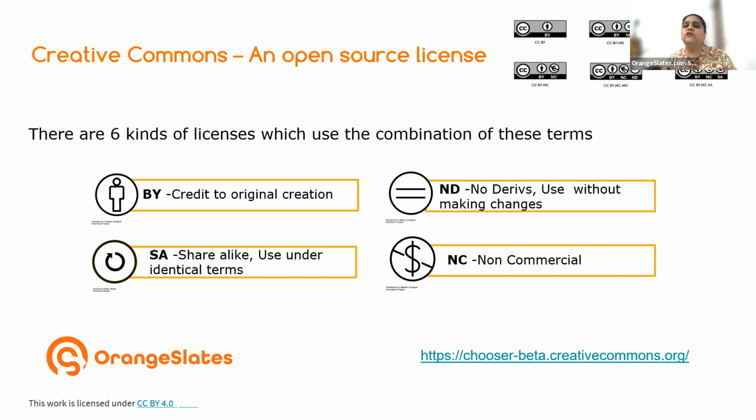So it's a big movement, where even governments have accepted Creative Commons as an open source license. So what are these licenses? There's nothing complicated, it's a combination of four things. One is BY. BY means I have made this lesson plan, please give me credit. As simple as this.